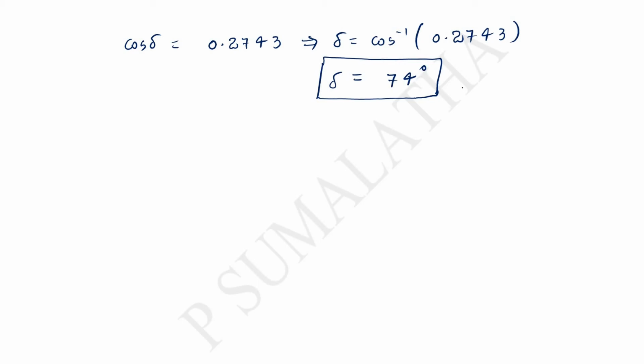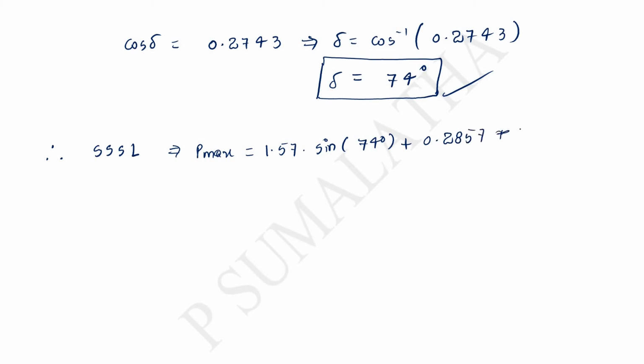So, if you substitute this value in the power equation, then we will get the steady state stability limit of the system. So P max is equal to 1.57 into sin del, that is sin 74 degrees, plus 0.2857 times sin 2 del, that is sin of 2 times 74 degrees. So this will be equal to 1.51 plus 0.15, that is equal to 1.66 per unit.